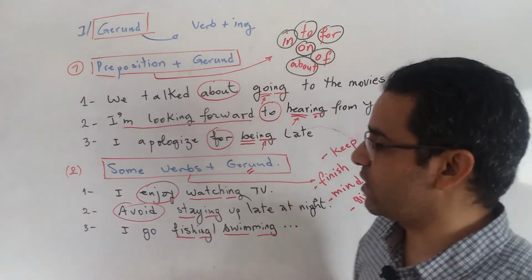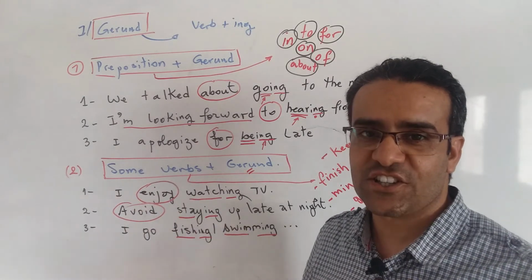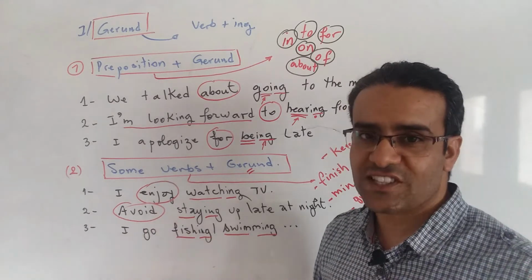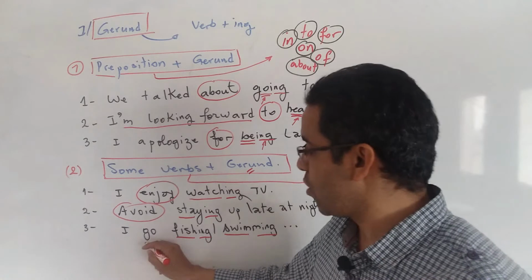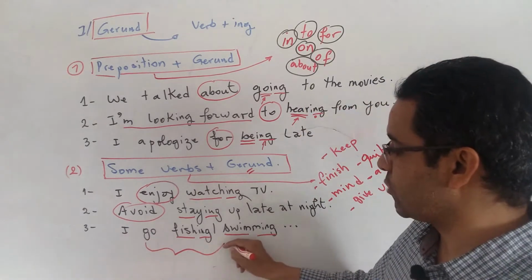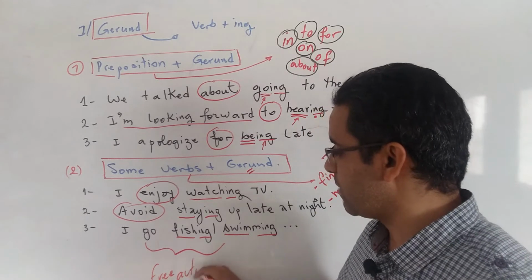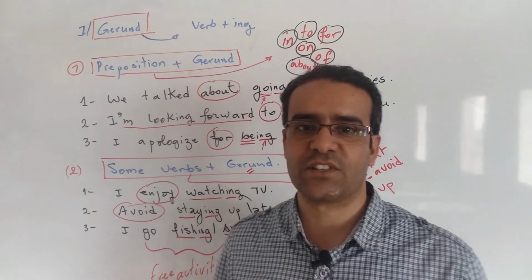So we cannot say, for example, I enjoy to watch. That's not correct. We cannot say avoid to stay. We say avoid staying. All right? Now go fishing, etc. These are used to talk about free time activities.